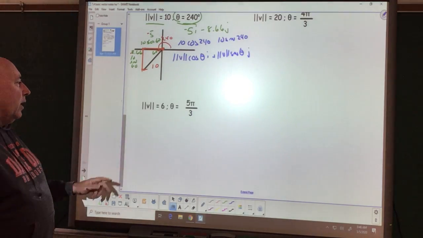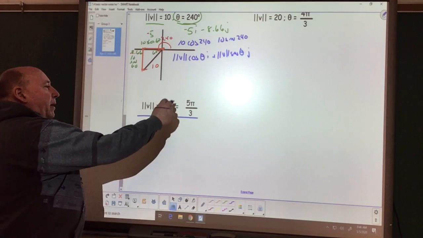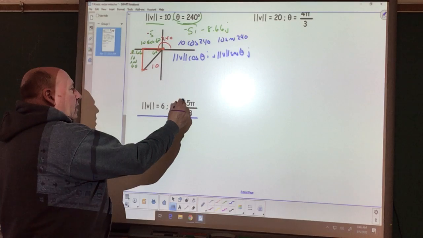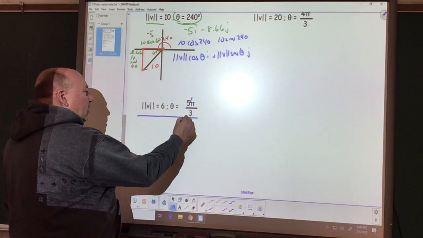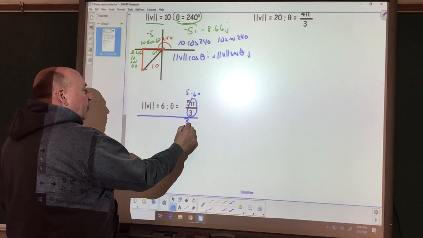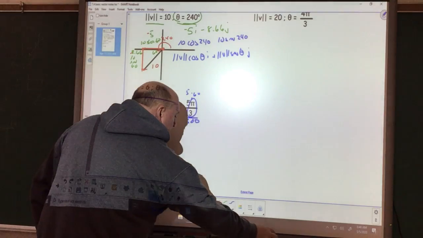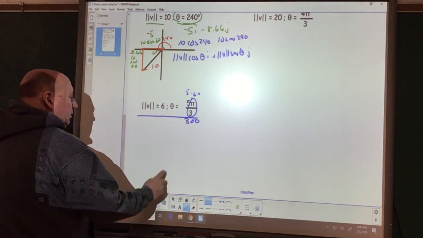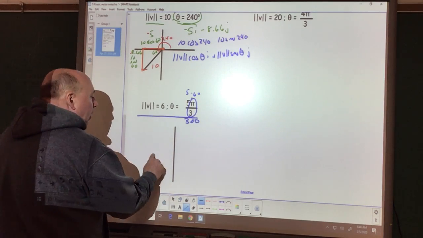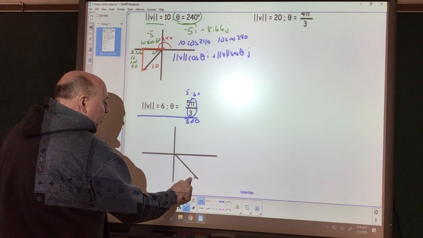So let's take a look at one last one here. 5 pi over 3. First I would convert that into degree mode. Pi over 3 is 60. So we have 5 times 60, so we have 300 degrees. So if I draw a picture of what we have here, 300 degrees takes me to here.